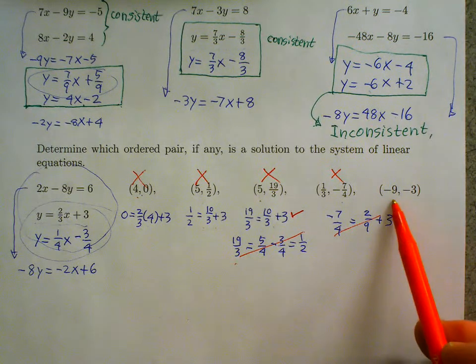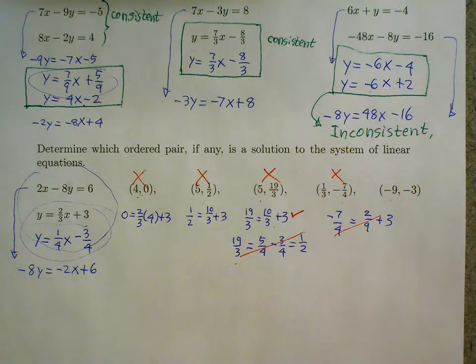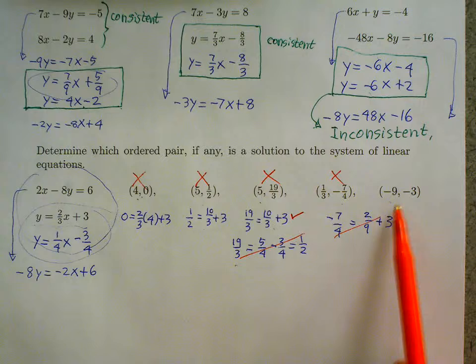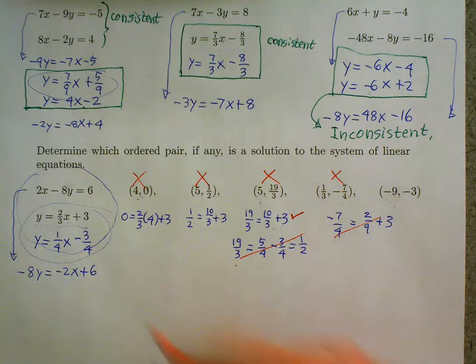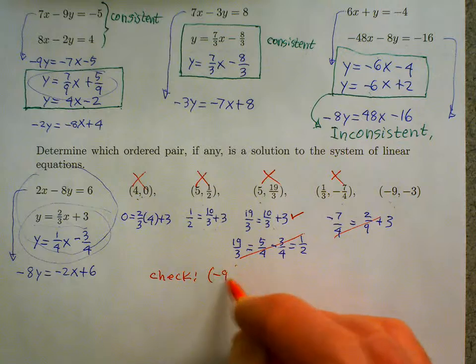Okay, so does that mean we can conclude that this fifth point is a solution? Not necessarily. We're not guaranteed that it's a solution, so we still have to check. So we're going to check -9, -3.